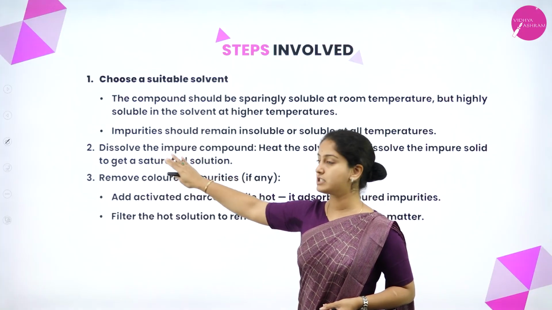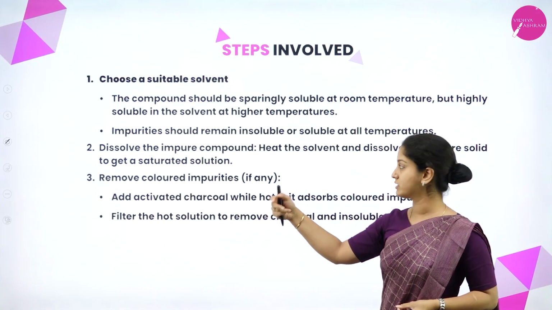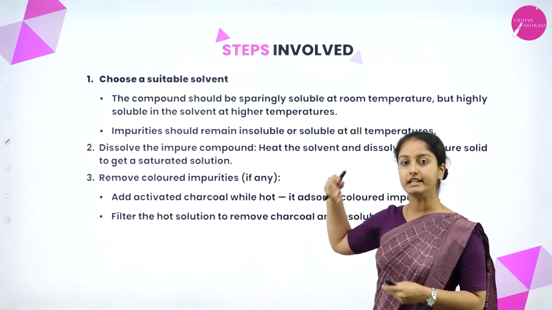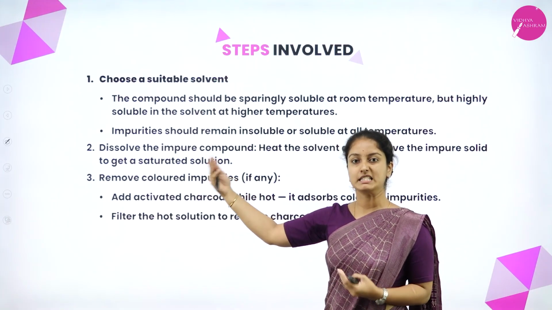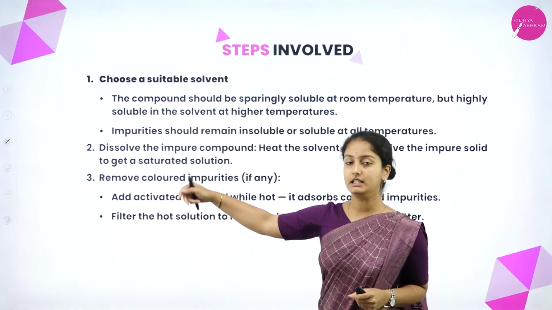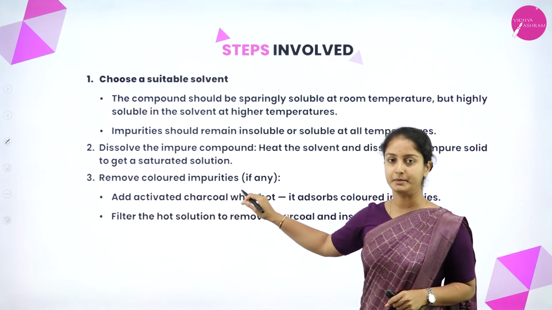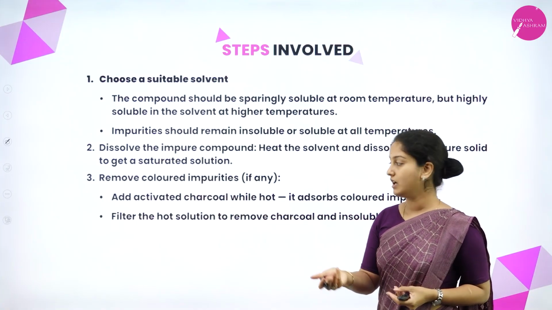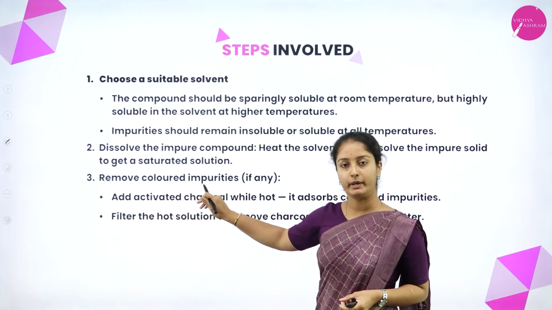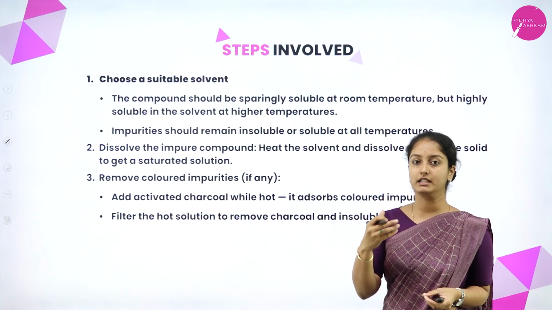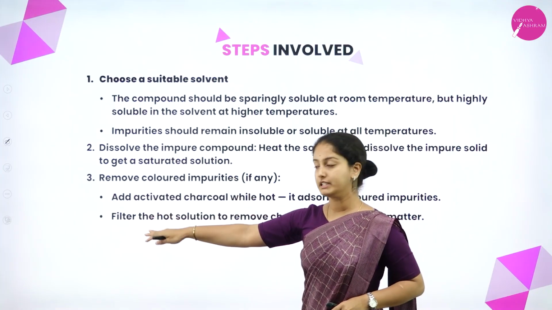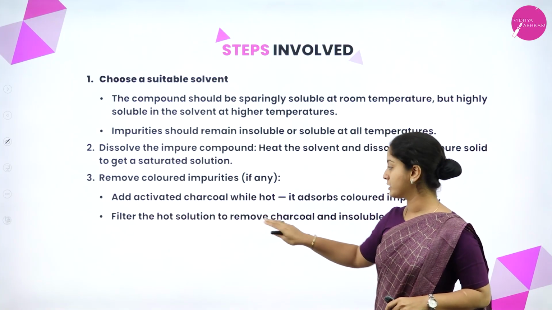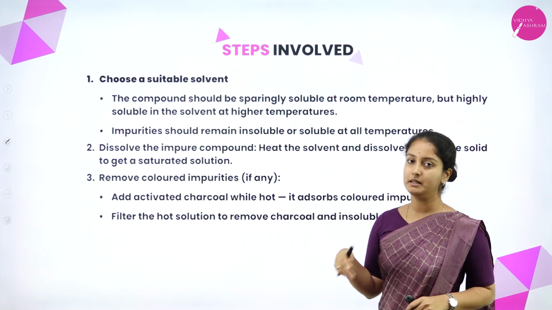Second thing is, dissolve the impure compounds. How to dissolve is that, heat the solvent and dissolve the impure compound in it, and then you have to prepare a saturated solution. Then the next step is, remove the colored impurities if any are present. You have to add activated charcoal so that colors could be absorbed on the activated charcoal. You will have to filter this hot solution to remove the charcoal and the insoluble matter.